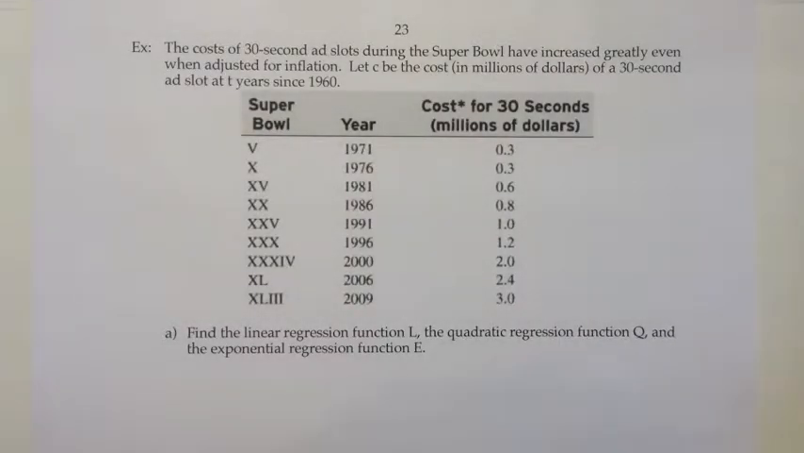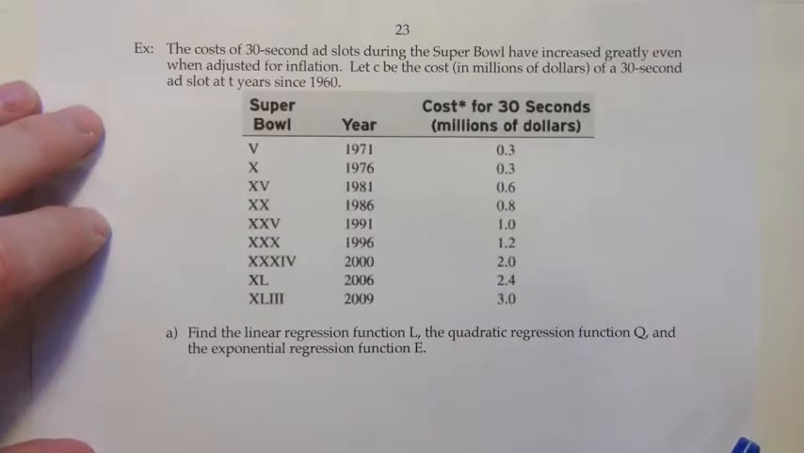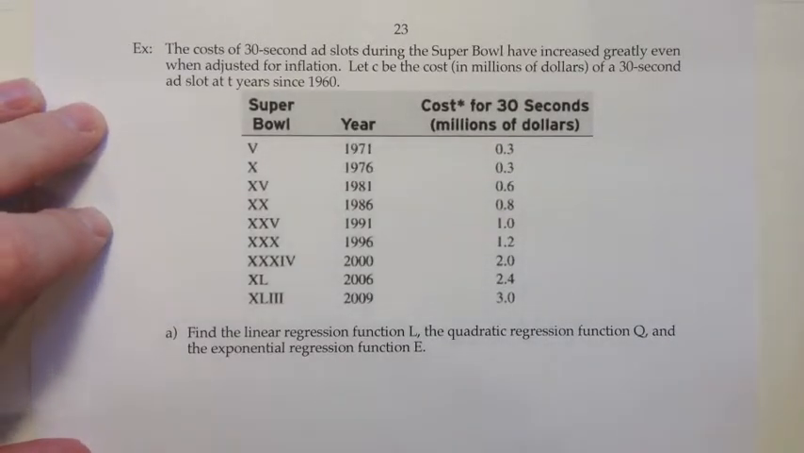Alright, we're going to go ahead and finish off section 10.5 here with one final example. Let's go ahead and jump right in. The costs of 30-second ad slots during the Super Bowl have increased greatly, even when adjusted for inflation. Let C be the cost in millions of dollars of a 30-second ad slot at T years since 1960.